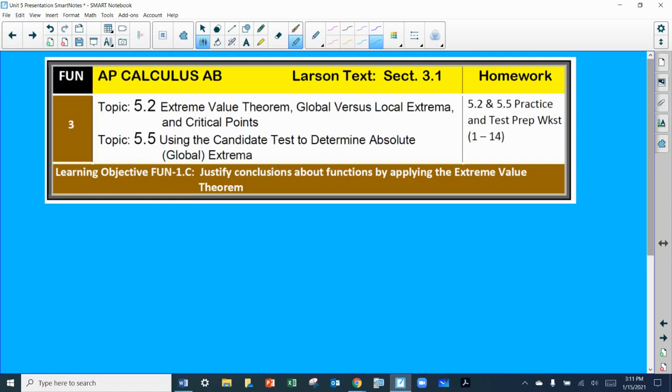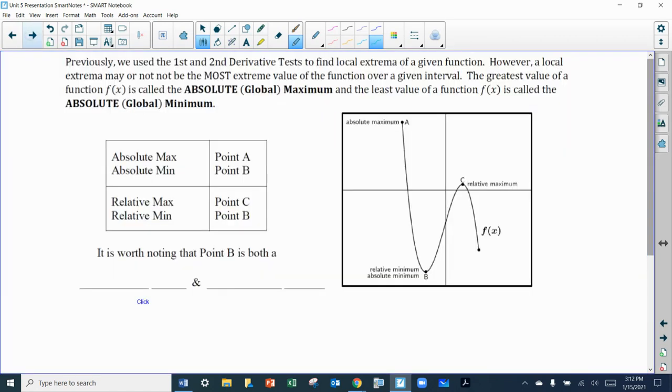Well, hello. Hey, today we're working on two topics combined into one. They really do relate well with each other. We're going to look at the extreme value theorem, which will help us identify absolute extrema. So let's get started. Previously, we used the first and second derivative test to locate local extrema, like relative mins and relative maxes. However, those don't always find the absolute max and mins for us. So that is our task today.